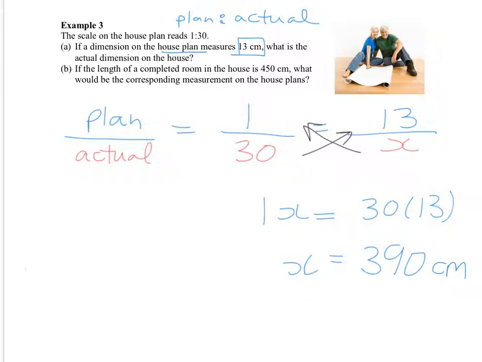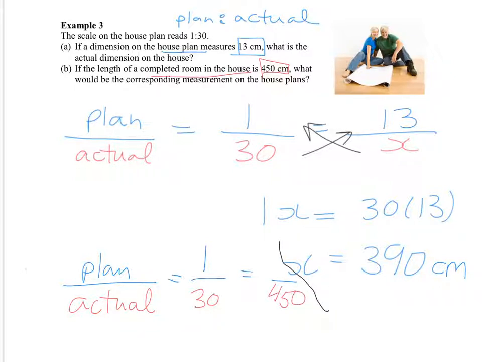B, so we'll set this up again: plan, actual, and then, okay, so we've got 1 centimeter again on the plan represents 30 actual centimeters. Now this question is asking if the length of a completed room in the house is 450 centimeters. So that's a completed room in the house, that's our actual, and it's 450 centimeters.